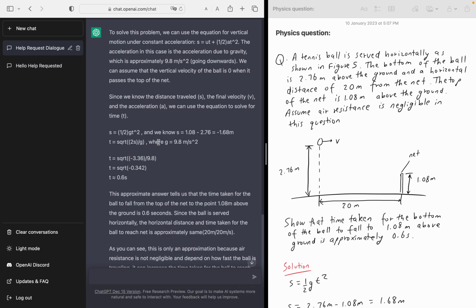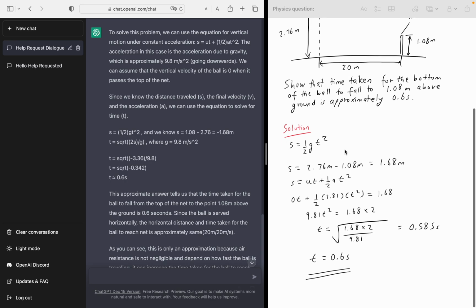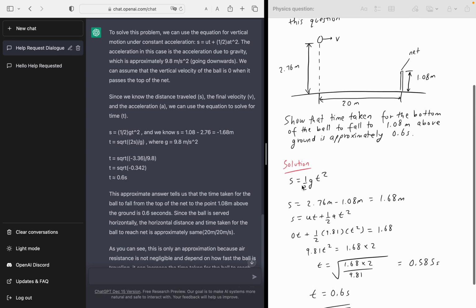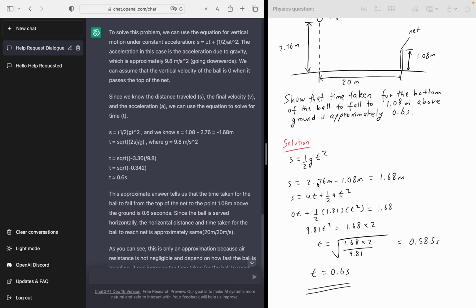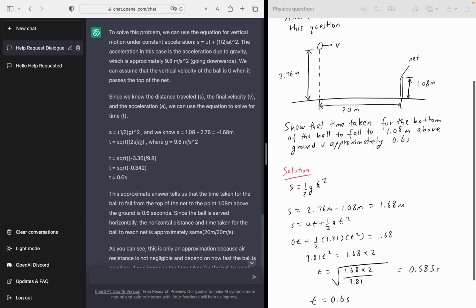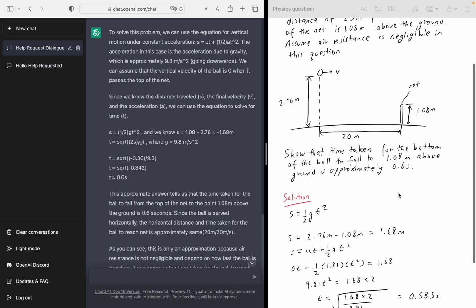So now we're going to get to the part where I'm going to show you how I solved this question. What I've done is I've listed down, by the way, look to the right, in the solution which I've made, s is equal to half gt squared. That's one of the formulas we just list down to see whether it matches this question. Then we calculate s. S just represents the distance, so we're just finding out the distance. What I've done is 2.76 meters minus 1.08 meters, which gives you 1.68 meters.